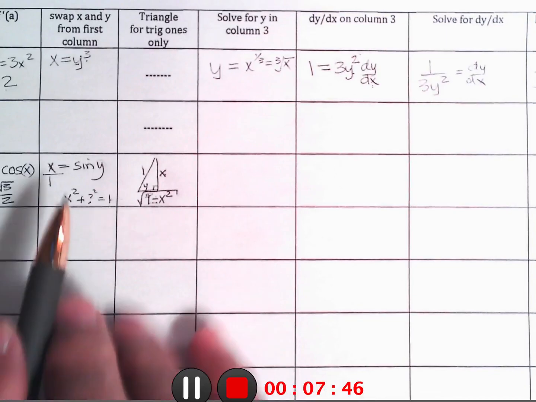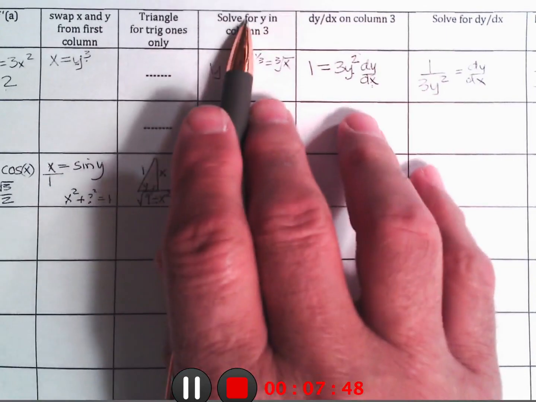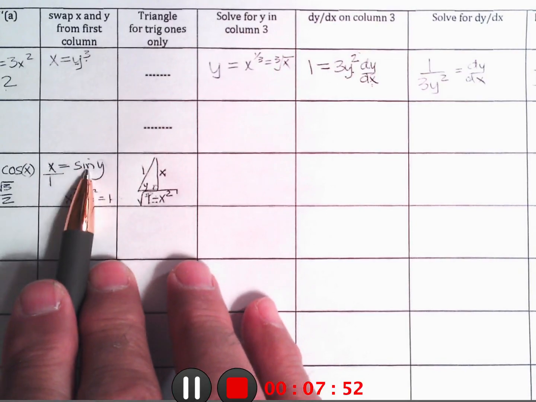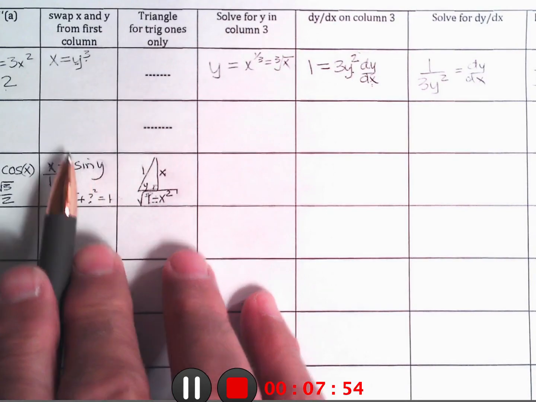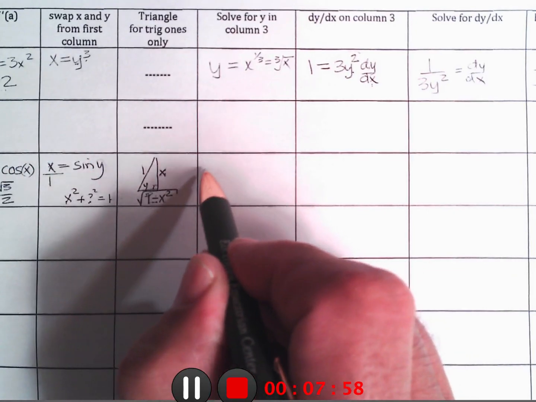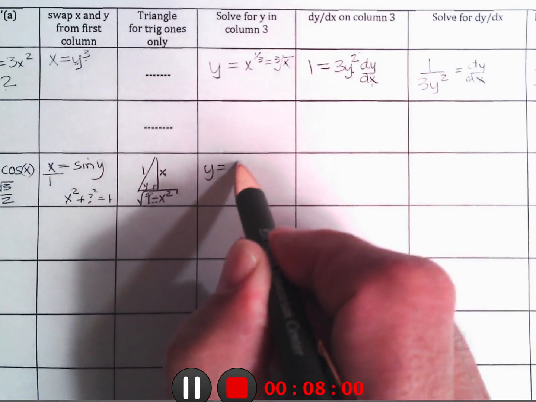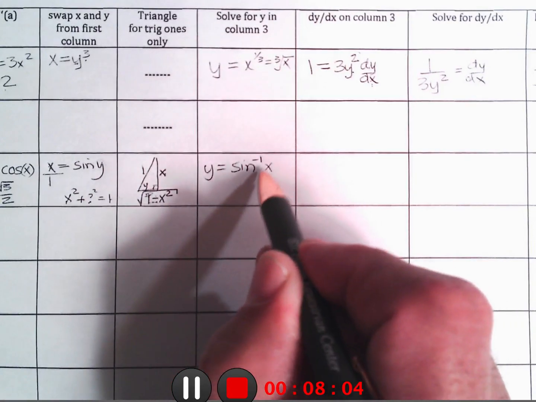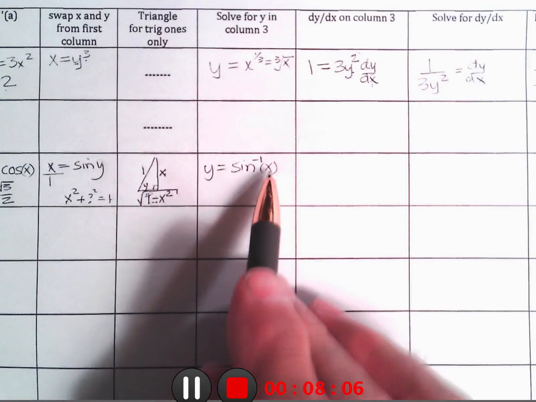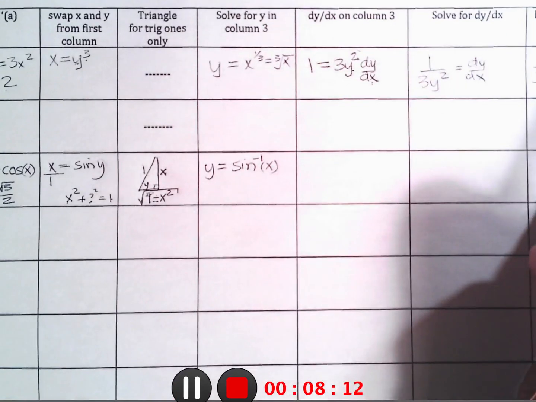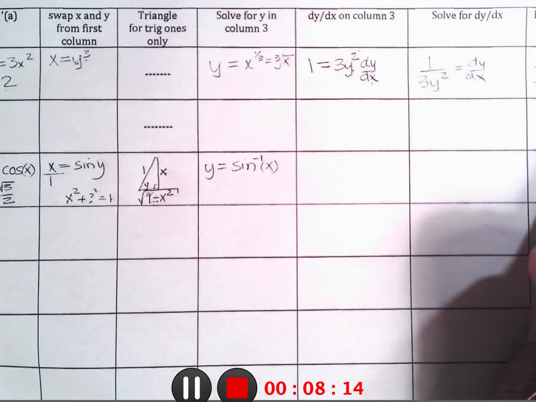So now, solve for y in this. So we've got to get the sine off of this side. To do that, we do the sine inverse of both sides. So we get y equals the sine inverse of x. That's an inverse function, and that's the one I want to find the derivative of. We should get it down here 3 columns later. Let's see if we can.